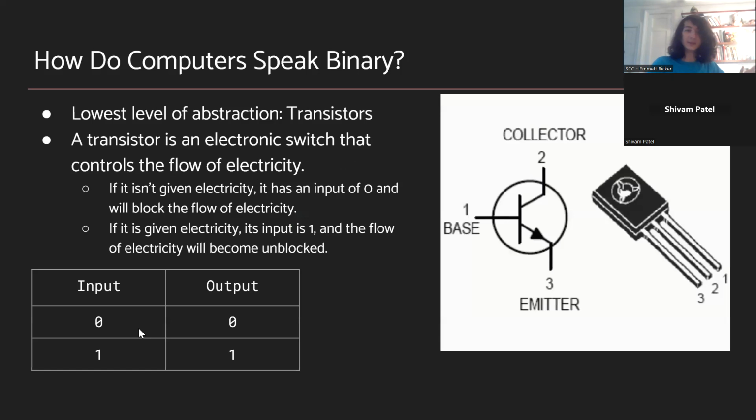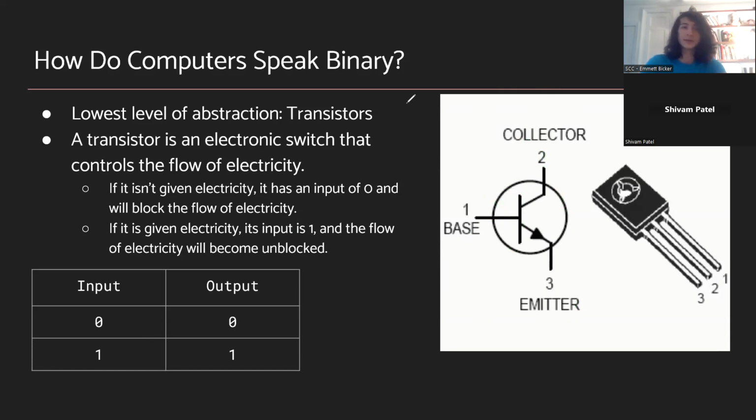So I'm going to start off with transistors. Transistors are basically just an electronic switch that will control the flow of electricity. So over here is my example. There's an input wire over here, there's two, and then there's an output wire over here. And the base, I don't actually think it's called the base, but ignore that. If you put electricity into this transistor, which is signified here, then it will allow electricity to flow.